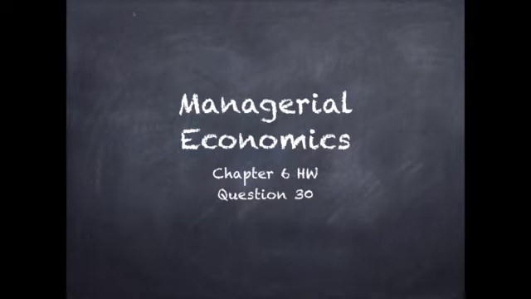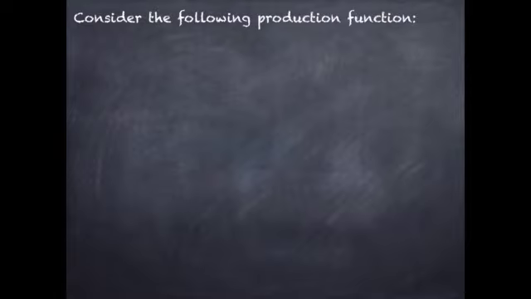And in this particular video lecture, I'm going to be taking a look at a question from a homework assignment in my Managerial Economics course, particularly Chapter 6 homework, question 30. It states, consider the following production function. Q equals 100L to the 0.7 power, K to the 0.2 power. So we're given our Cobb-Douglas production function here.